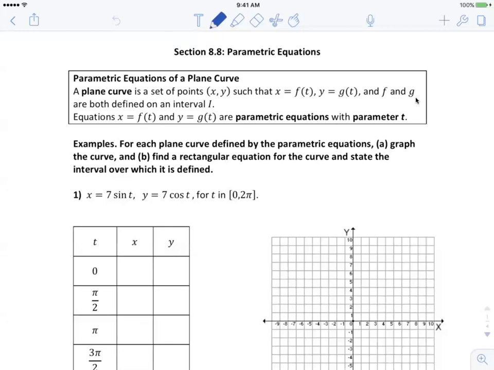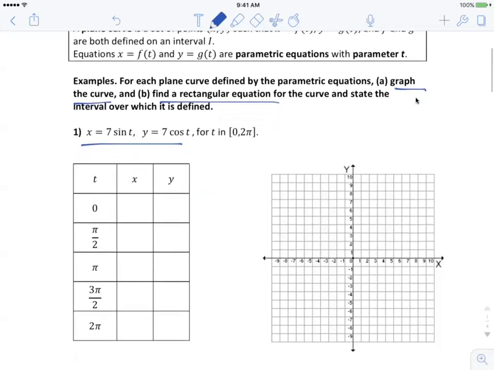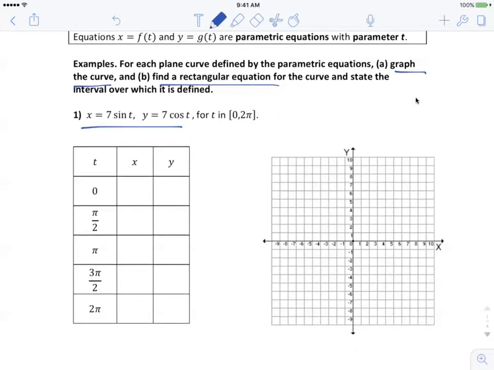With this set of parametric equations, what we want to do is graph the curve. What does that curve look like? And then see if we can find a rectangular equation that's the same as that parametric set. To get a graph, one way to do it is just to make a table of values. It's a pretty good way to get an understanding of what these parametric equations are.